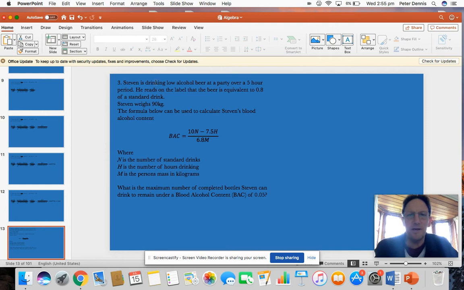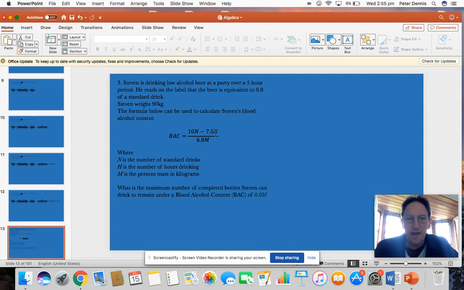Steve's drinking at a party over a 5-hour period. He reads on the label that the beer he is drinking is 0.08 of a standard drink. That's going to become important later on. Stephen weighs 90 kilograms. The formula below can be used to calculate Stephen's blood alcohol content, or BAC, where N is the number of standard drinks, H is the number of hours drinking, M is the mass.